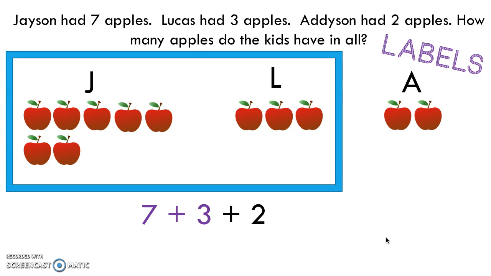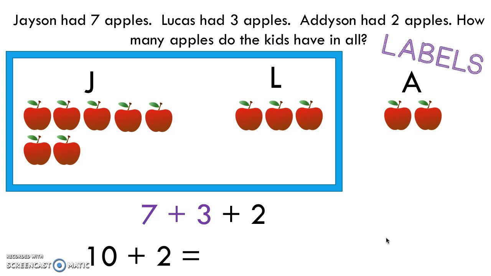And then I see that Addison just has 2 more. My new number sentence is 10 plus 2. That seems a lot less scary than 7 plus 3 plus 2. Good job. Okay, so now I have 10 plus 2. That's my new number sentence. I just have to add those together.